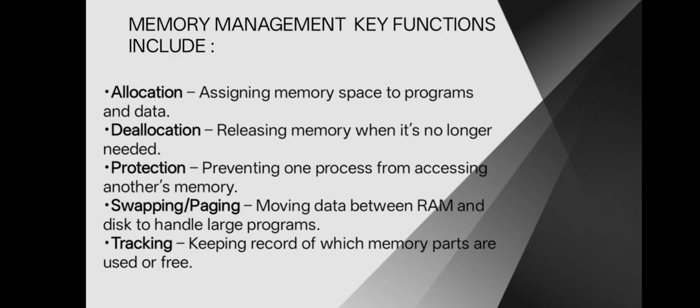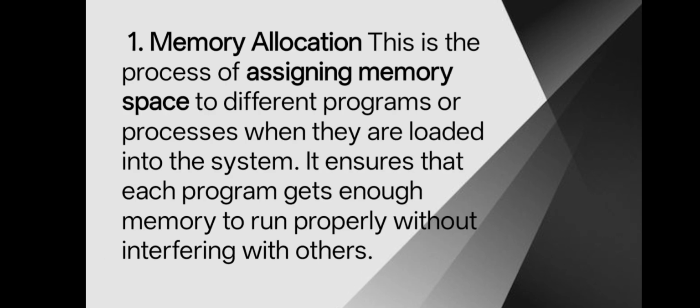In memory management, we have key functions including allocation, deallocation, protection, swapping or paging, and tracking. Memory allocation. This is the process of assigning memory space to different programs or processes when they are loaded into the system. What are the examples of memory allocation? You open Microsoft Word. This gives Word a portion of RAM to store the app code, the document you're editing, and temporary data. This is called memory allocation.